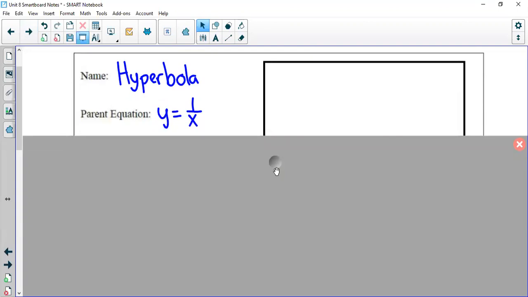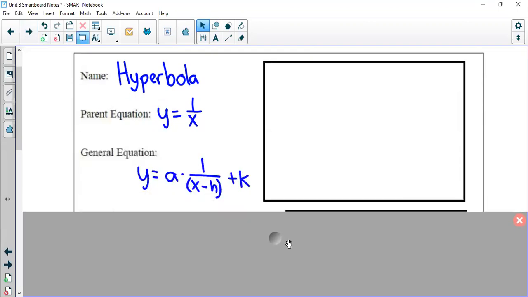All right, so y equals 1 over x is y equals a. A is still in the very front. Now notice where the x is. The x is in the bottom, so your x minus h must now be on the bottom. So it's 1 over x minus h. And our plus k is out there at the very end, still social distancing himself or herself. Very good. But the k will always be by itself.